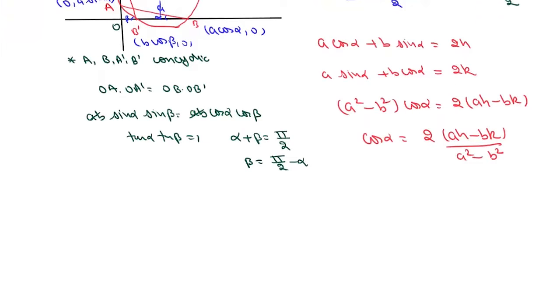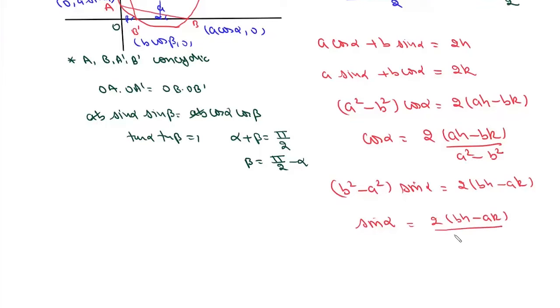And the same way we can find sin alpha. So there will be B square minus A square sin alpha will be 2BH minus AK, or sin alpha will be 2BH minus AK upon B square minus A square.